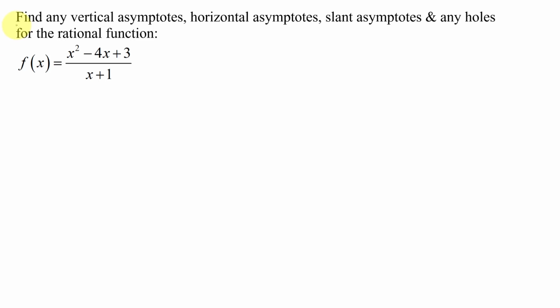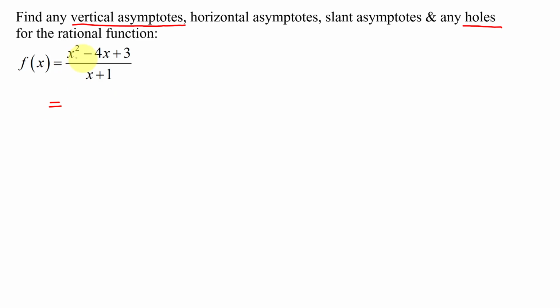In this example, I need to find any vertical asymptotes, horizontal asymptotes, slant asymptotes, and any holes for the rational function f of x equals x squared minus 4x plus 3, all divided by the quantity x plus 1. To analyze this function for vertical asymptotes and holes, I need to see if this function can be simplified anymore.